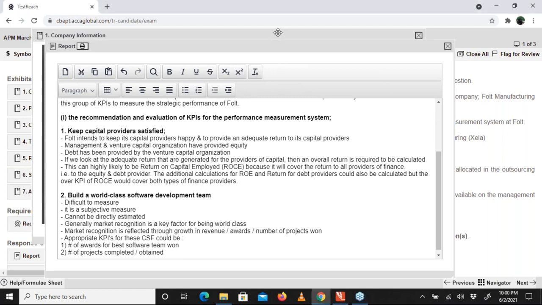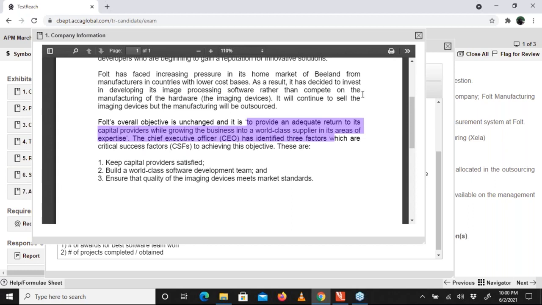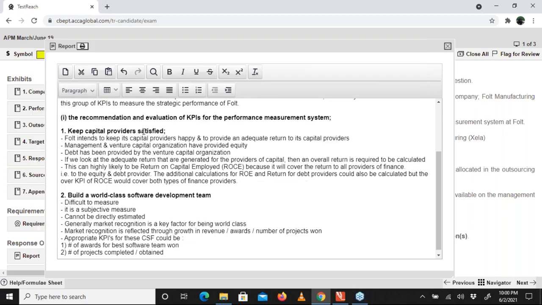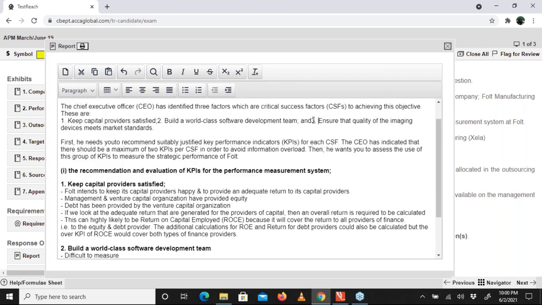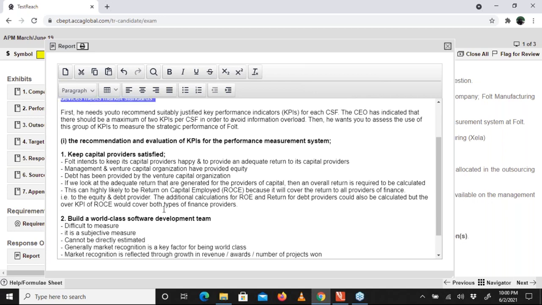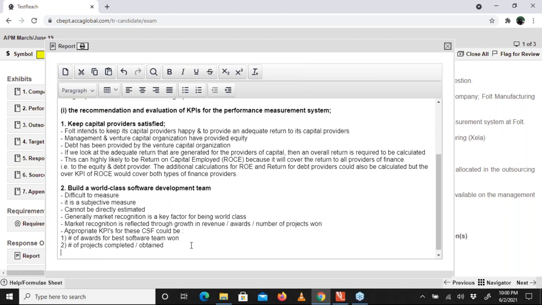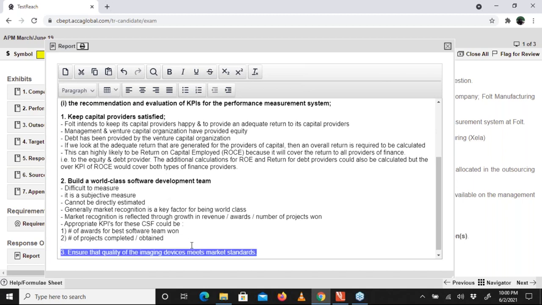Now let's move a bit forward and discuss further. The third one of them is to ensure that the quality of the imaging devices meets the standards. Now, what exactly would we mean by this? I could have put in more performance measures here, but I'm not introducing more, the reason being that the examiner has specifically mentioned that you have to mention two.